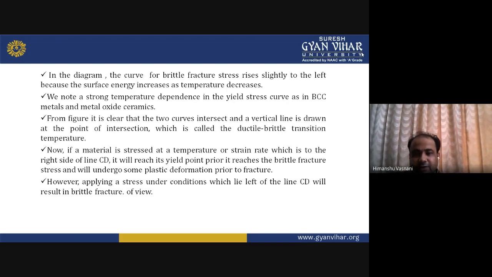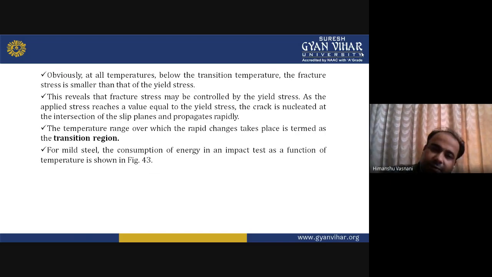CD is the common line, which results in brittle fracture. So obviously at all temperatures below the transition temperature, the fracture stress is smaller than the yield stress, and this reveals that fracture stress may be controlled by the yield stress as the applied stress reaches a value equal to the yield stress. So the crack is nucleated at the intersection of the slip planes and propagates rapidly.